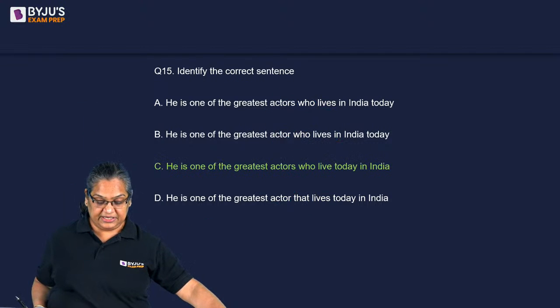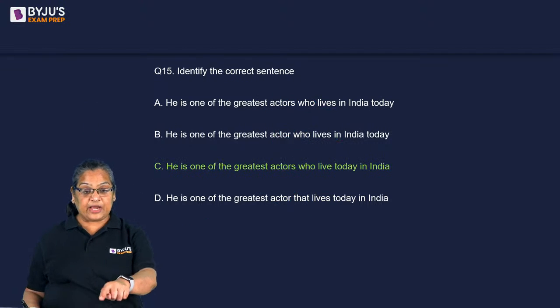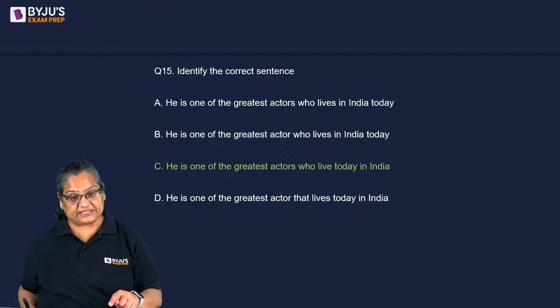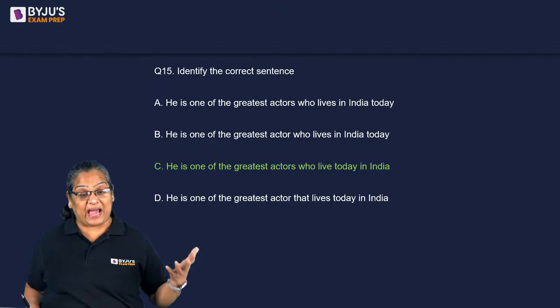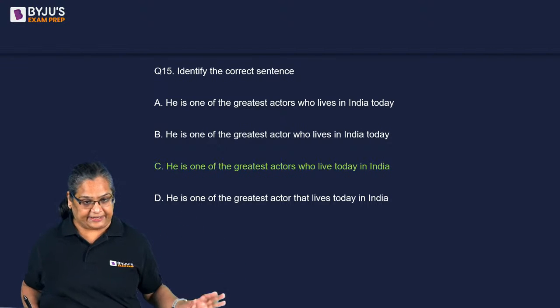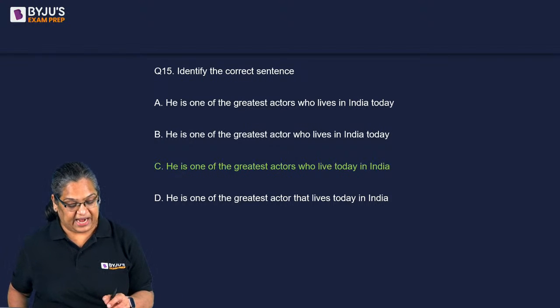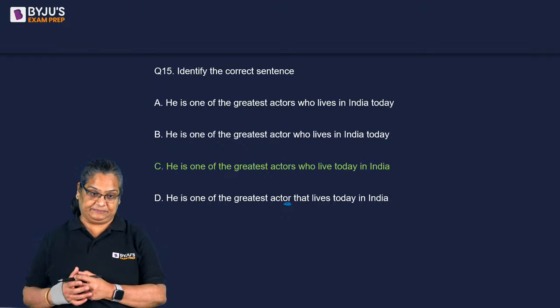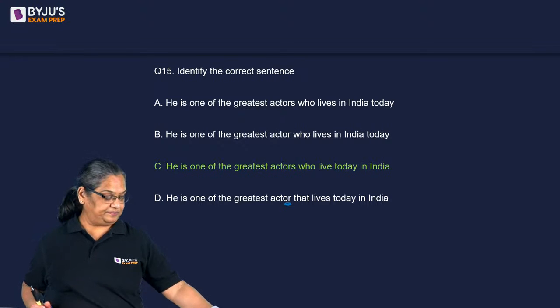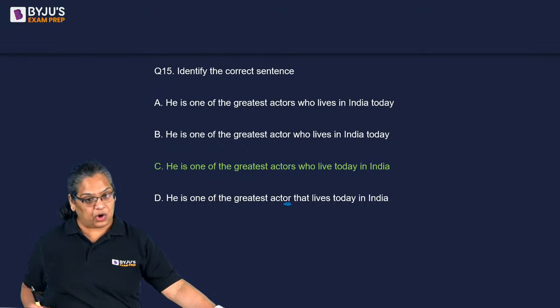So the answer is, you can say who or that, by the way, with greatest. He is the funniest man that I have ever seen is correct. But here the mistake is not the use of that, but the use of the word actor. Who lives is wrong, A is wrong.